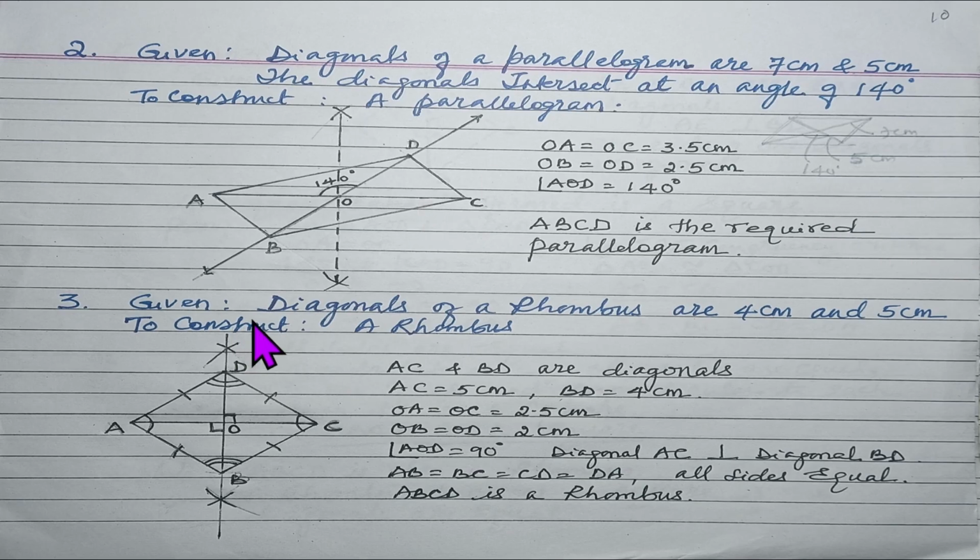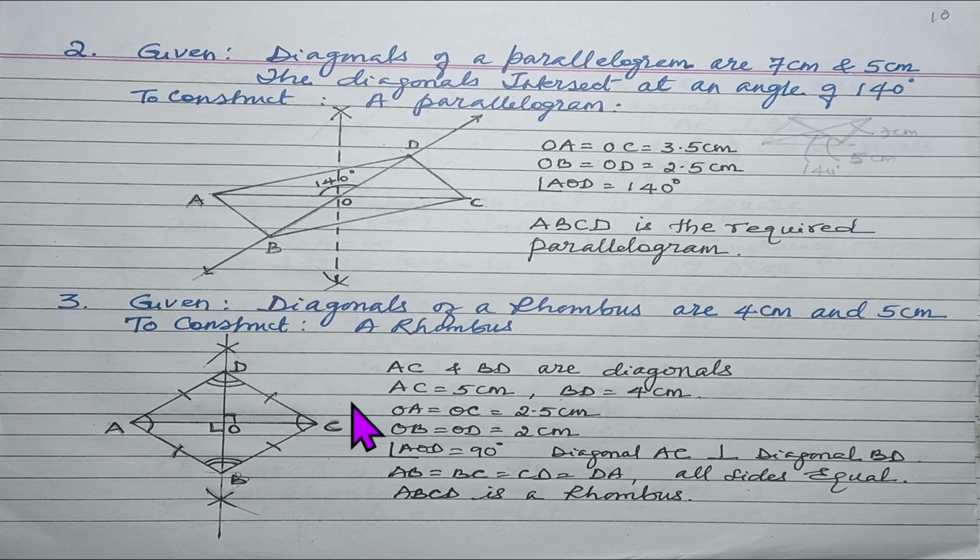Now coming to the next example, we are given diagonals of a rhombus. Remember, the diagonals of a rhombus given here are 4 centimeters and 5 centimeters, and we have to construct a rhombus. So what we will do, we will draw AC. Let us take AC as 5 centimeters.